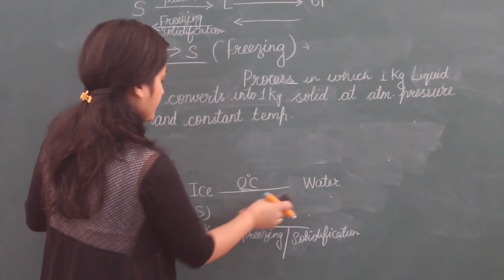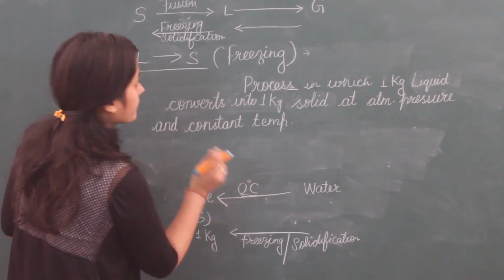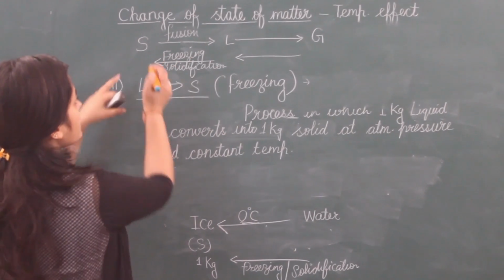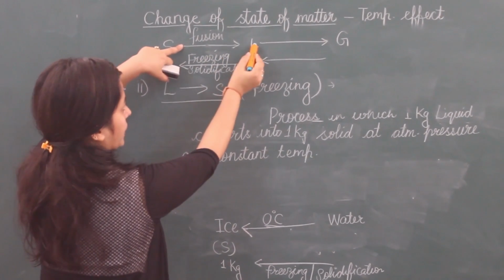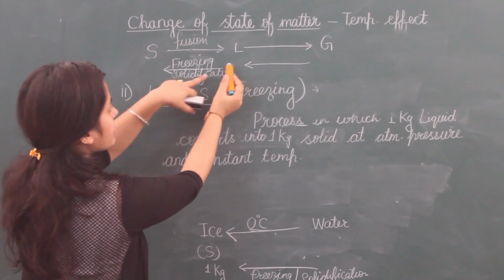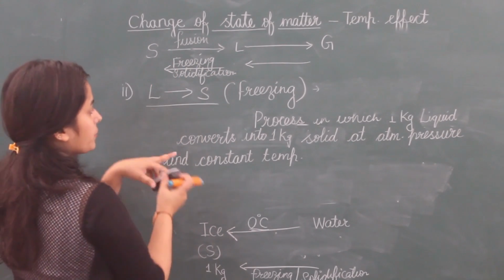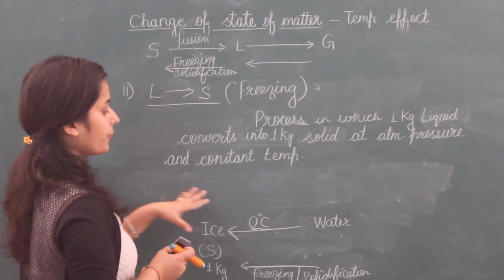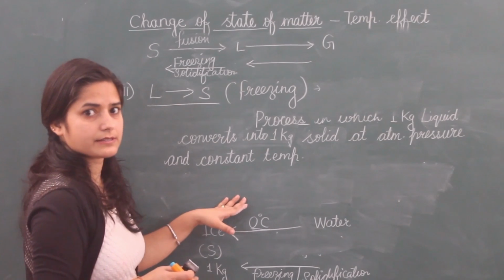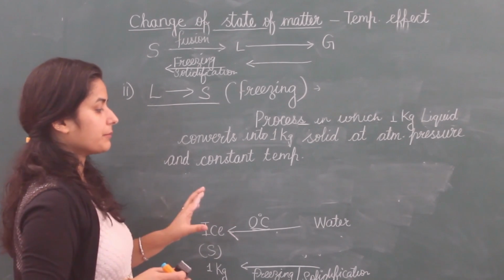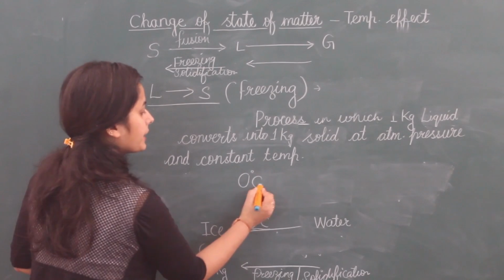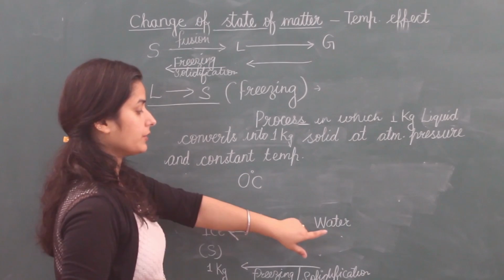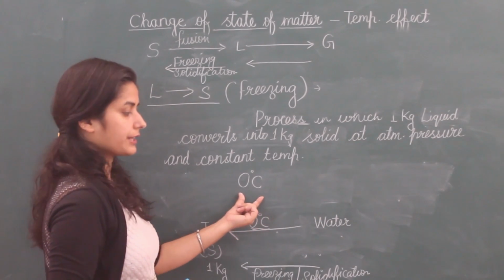But see, here the arrow will change. This arrow shows the direction of the process. This arrow is showing solid is converting into liquid, and this arrow is showing liquid is converting into solid. So, freezing point and melting point are both the same for ice, that is 0 degrees Celsius. Ice at the same temperature, 0 degrees, converts into water completely.